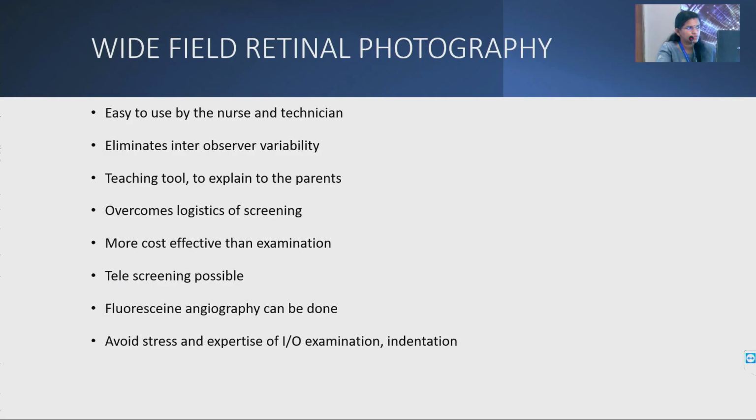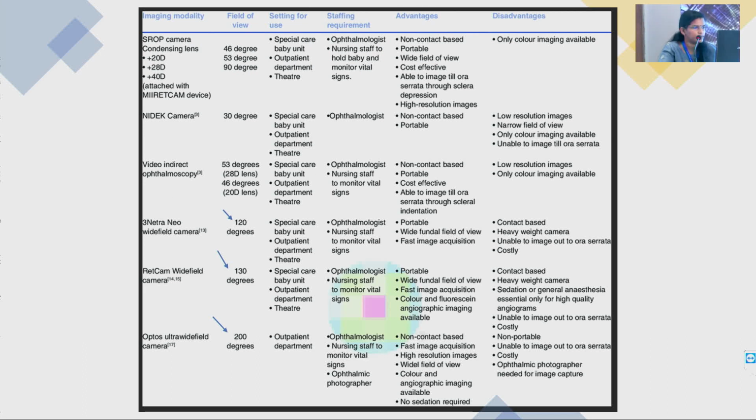The next option is wide field retinal photography. The main advantages are that it's easy to use by the nurse or a technician, and it eliminates inter-observer variability. It's a good teaching tool, it helps to explain to the parents, it overcomes the logistics of screening, it's more cost effective than examination, and tele-screening is possible. Fluorescein angiography is also possible with these wide angle digital cameras, and it avoids the stress and the expertise of IO examination and indentation, especially in a beginner.